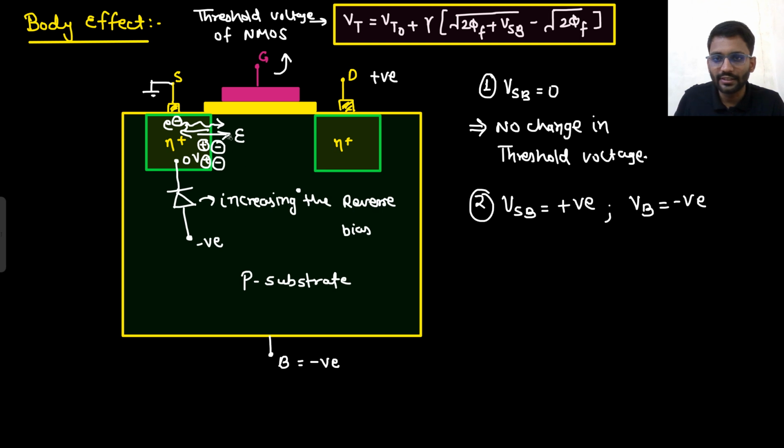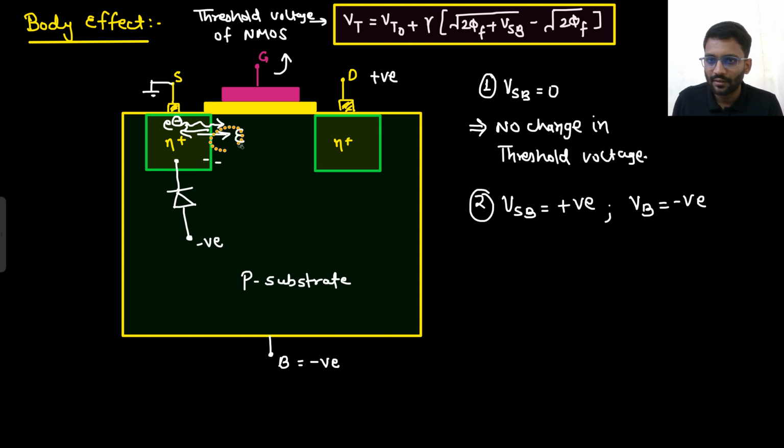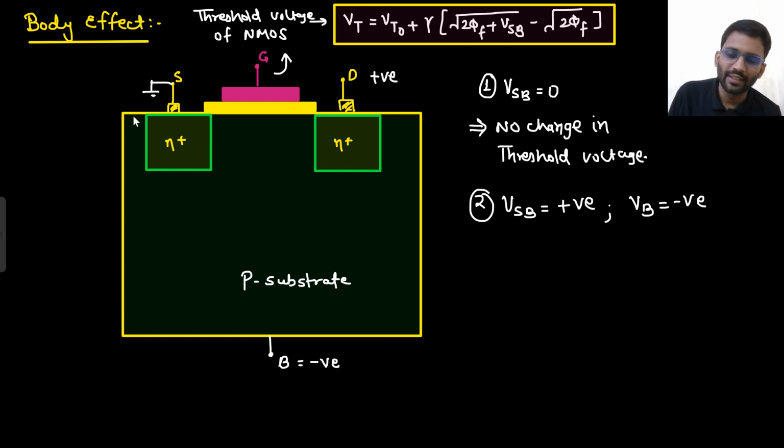So in the interview, this is the favorite question of interviewers. I can keep it like this. I can make a few more things here. So when VSB was 0, let's assume this much was the depletion region. This much was the depletion region when VSB was 0.